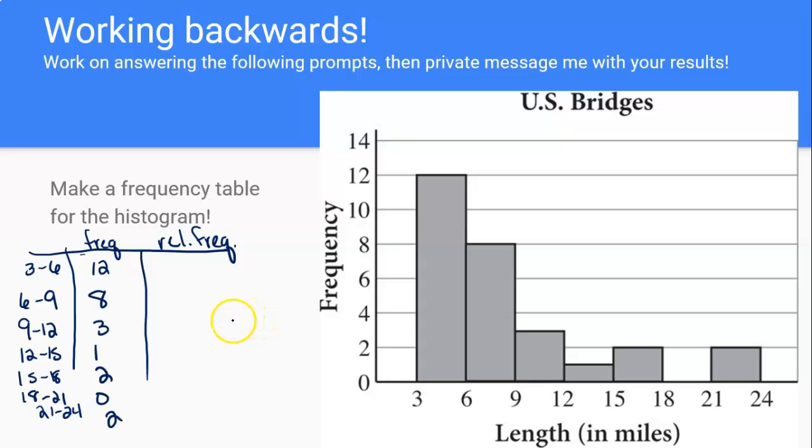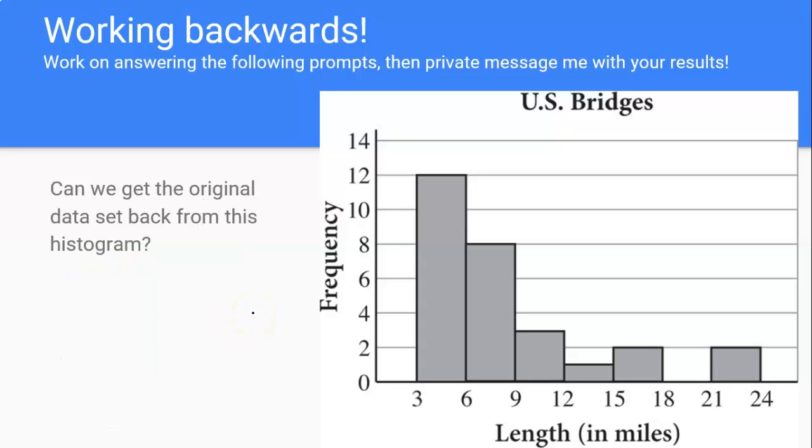So the frequency table and the histogram are really closely related. Could we get the original data set back from this histogram? No, we could not. So while we know there are 12 pieces of data here, I don't know exactly what they are. There are 12 pieces of data that fall somewhere between 3 and 6. So maybe that is 12 threes, maybe that is 6 threes and 6 fours. There's no way for me to know. There's no way to get the original data set back from the histogram.